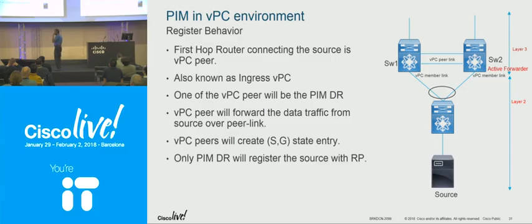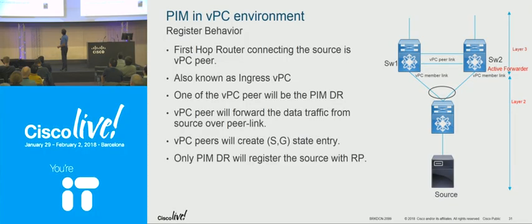So from the first hop switch, the switch which is connected to the source, there are two responsibilities. Of course, like I said, the multicast forwarding component kicks in and creates the SG state entry, and it also tries to register the source with the rendezvous point. Because they both are receiving, we need one of them to do this. So we follow the traditional layer 2 design, the classical design, where whoever is the PIM designated router would be the one that registers the source address with the rendezvous point.